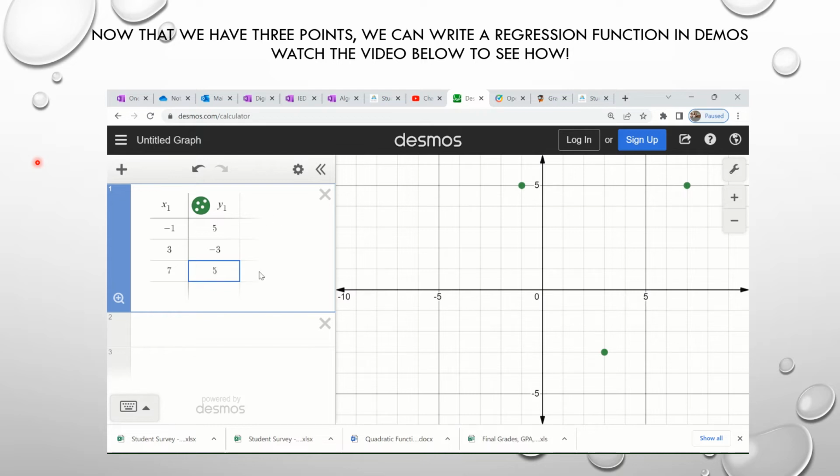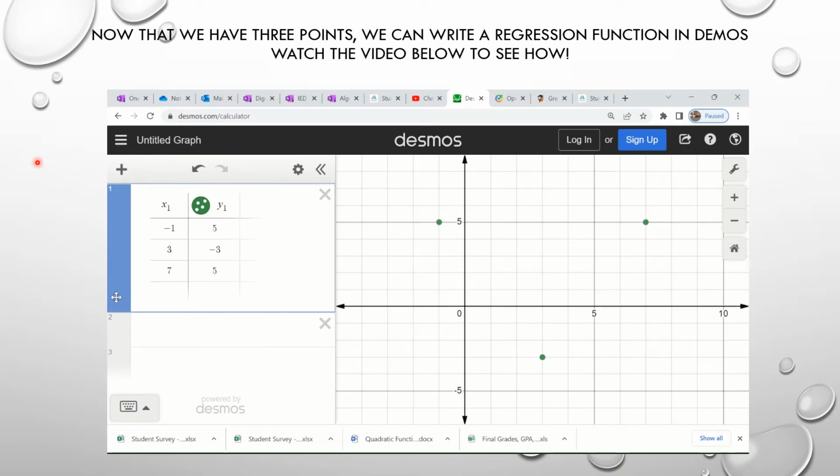Now, if it turns out that you have points that you can't see because the numbers are too big or too small, you can always click on that zoom fit. And you'll notice that when I did that, it actually adjusted my viewing window so that I could see the points a little bit better. So that's really valuable if you have points that are really big or really small and they're not on the regular coordinate plane that you have there.